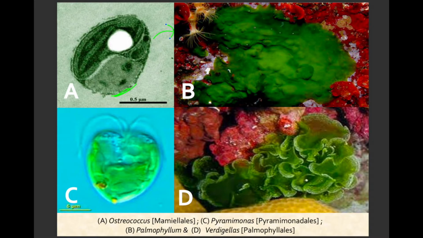So, ito naman yung para siyang pyramid. Yun yung naalala ko sa kanya. Kaya siguro siya tinawag na Pyramimonas. But these are quadriflagellates. So, apat yung flagella niya dyan. Kung makikita nyo, bilangan nyo 1, 2, 3, 4. Yeah, they belong to your Pyramimonadales. And your B and D, these are your Palmophyllum and Verdigellas. These belong to your Palmophyllales. These are the more macroscopic deep water representatives of your group Prasinophyceae.